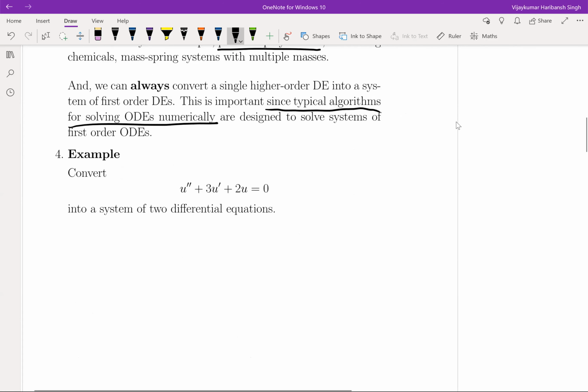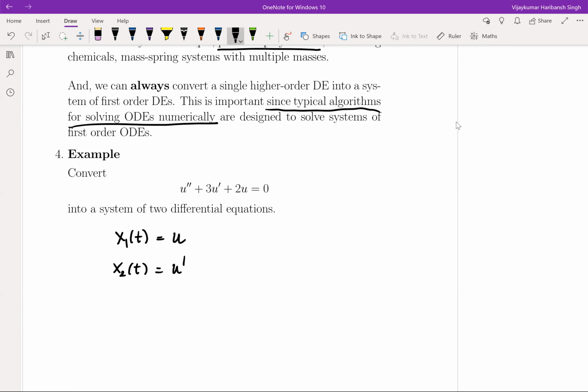So now let's look at the following problem. You're given a second order differential equation and you want to convert it into a system of two differential equations. So how do I want to write it? Let me call my x1 of t to be u, and then x2 of t will be u prime. So let's see what happens then. You will see that x1 of t is u and x2 of t is u prime. So now what do I get?